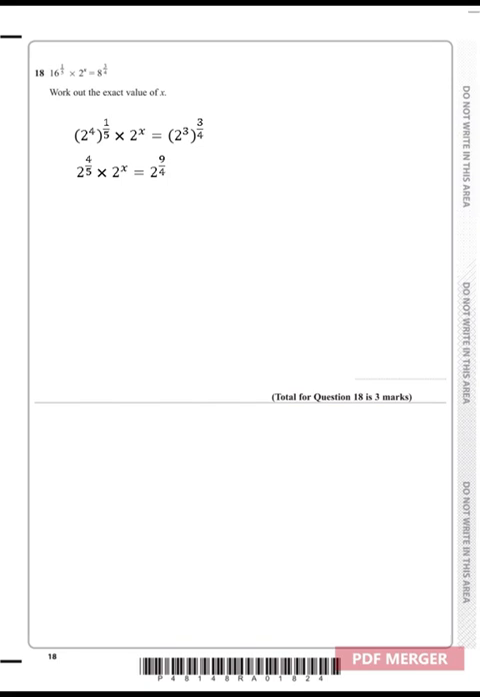Now, because we have the same base, we can just form a linear equation. So 4 out of 5 plus x is equal to 9 out of 4. To make x the subject, 4 out of 5 moves to the right of the equation to make it minus 4 out of 5. x is equal to 9 out of 4 minus 4 out of 5. In your calculator, this is equal to 29 out of 20. If you click the SD button in your calculator, this will convert to a decimal, 1.45. So the final answer for question 18, x is equal to 1.45.